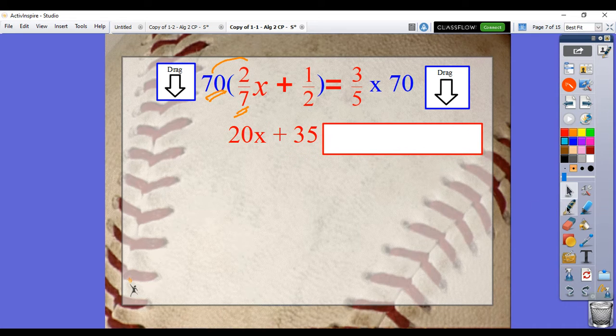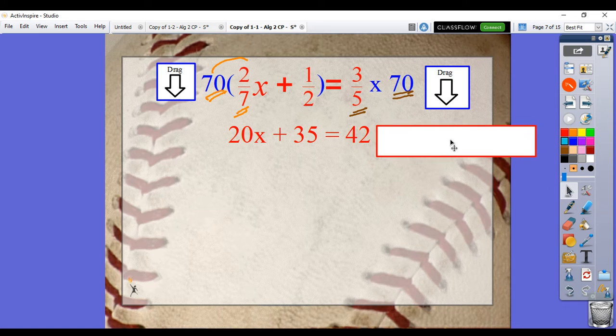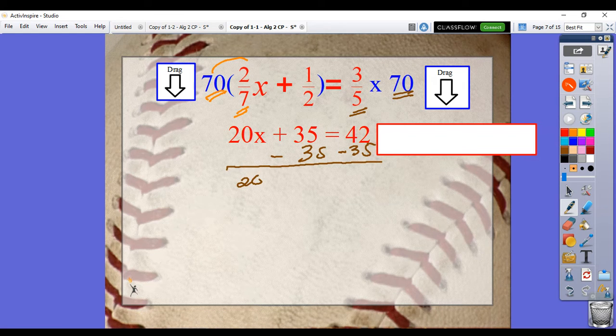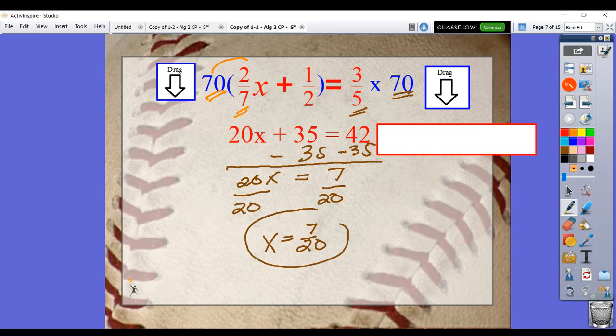And then 70 times 3 fifths. I'm going to do my way: 70 divided by 5 is 14, and 14 times 3 is going to be 42. The rest is just basic equation solving, which we can do fast. So minus 35 here, minus 35 here, 20x is equal to 7. Divide by 20 here and 20 there. So the answer is x equals 7 over 20.